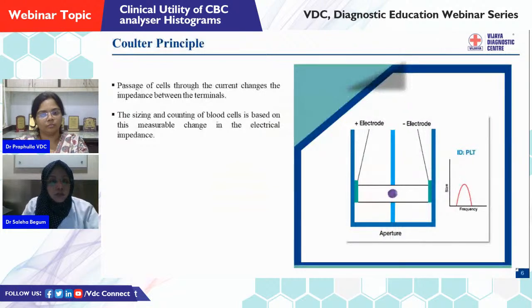Let us see what exactly the Coulter principle is. Whenever a particle passes through an aperture between two electrodes, it produces a measurable change in electrical impedance. This measurable change is utilized to give the size and number of cells. The frequency of this change in electrical impedance gives us the number, and the amplitude of this change gives us the size of the cell. That is called the Coulter principle, which operates in all automated hematology analyzers to give us the cell count and cell size.